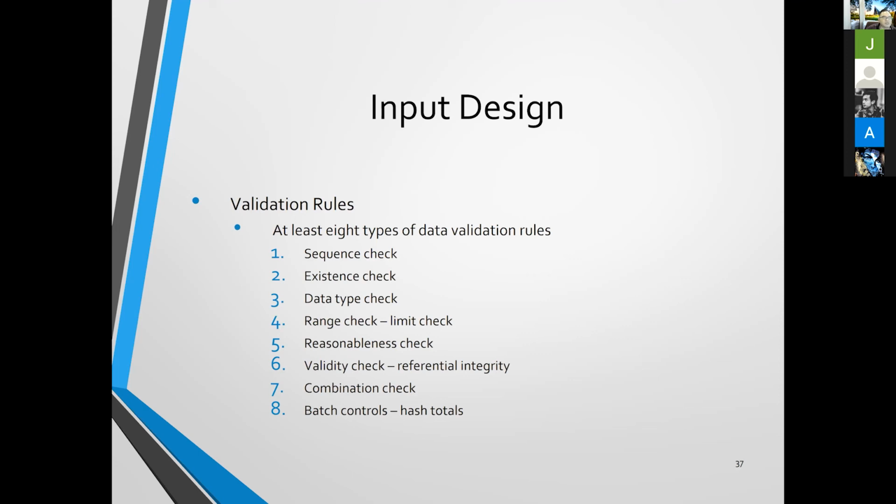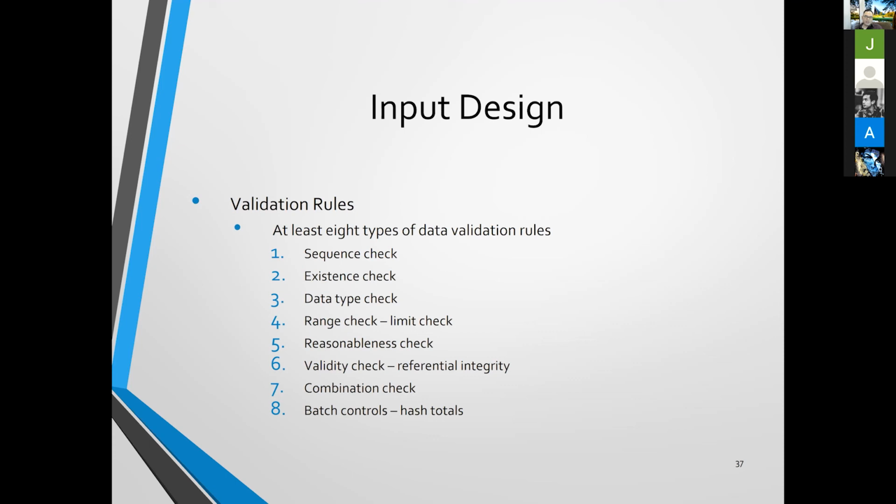After that, the validation rules that we may have in order to validate all the data that users enter. At least 8 types of data validation rules might be applied when the users enter the data. The first one, sequence check. For example, date, month, year, which one should come first?